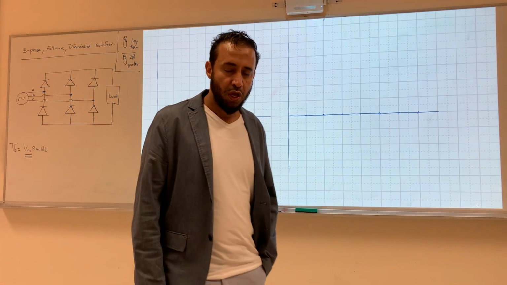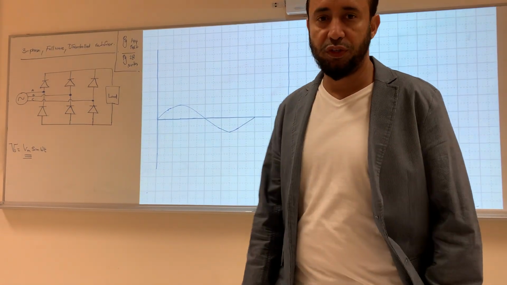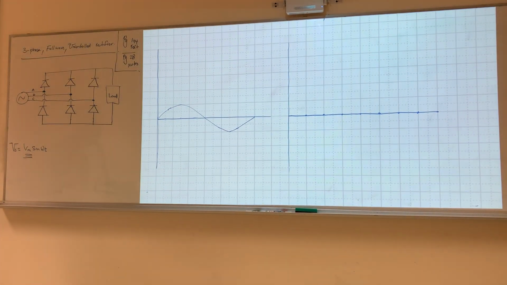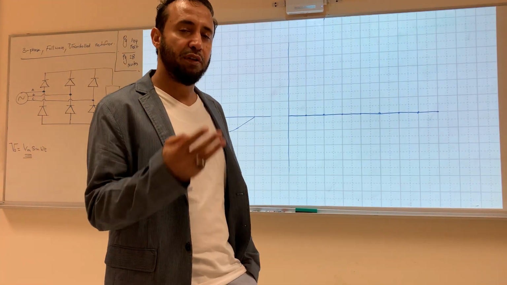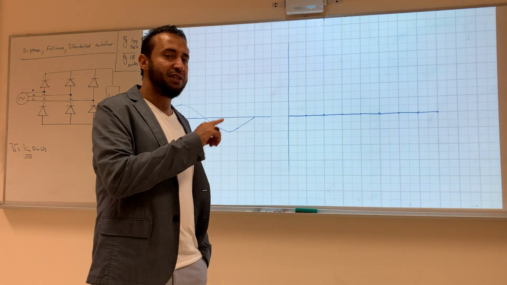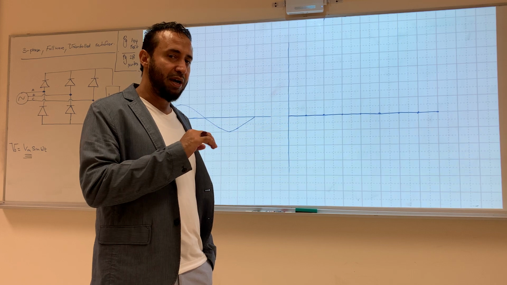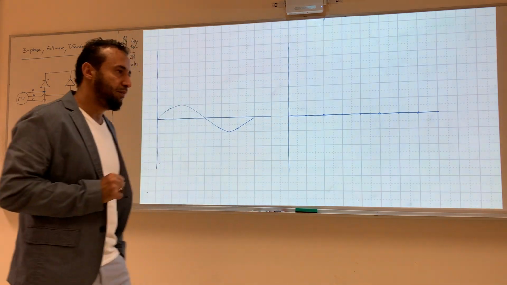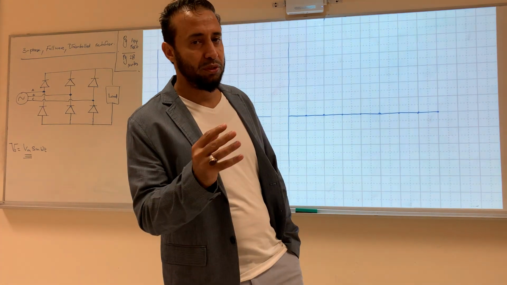Hello everyone. Our topic today is three-phase full wave uncontrolled rectifier. When we say full wave, we will be using 6 diodes instead of 3. Last time in three-phase half wave we used 3 diodes, so the positive only goes through, the negative no. Now we will open a path for the positive, and we will open a path also for the negative. So instead of 3 pulses per cycle, we will have 6 pulses per cycle.